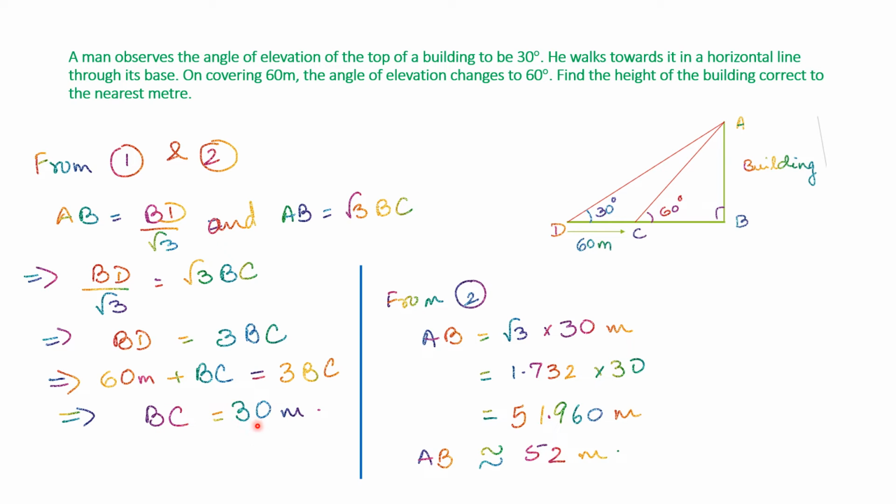I substitute this 30 over here. I will get AB is equal to root 3 into 30. That is 1.732 into 30. That means I'll get 51.960 meters. But my question is, find the height of the building correct to the nearest meter. So I round off this 0.96 and I get AB is approximately equal to 52 meters.